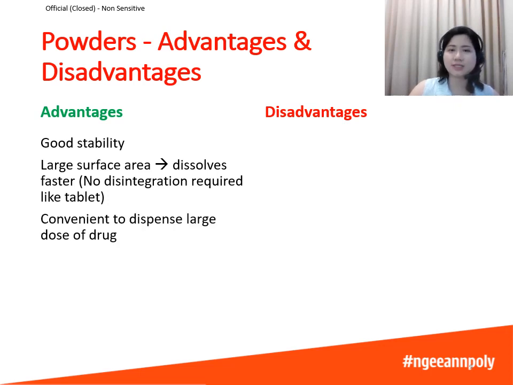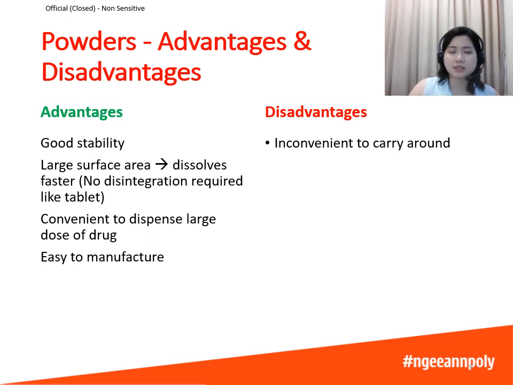Large doses of drugs can be administered as a powder. For example, if the dose of a drug is 5 grams, it wouldn't be feasible to manufacture such a large tablet. A powder would be more appropriate. Powders are also easy to manufacture and are therefore more economical. However, there are also some disadvantages with powders.